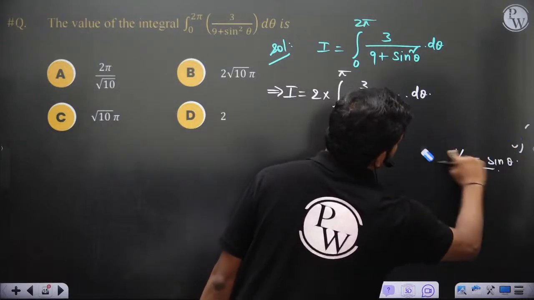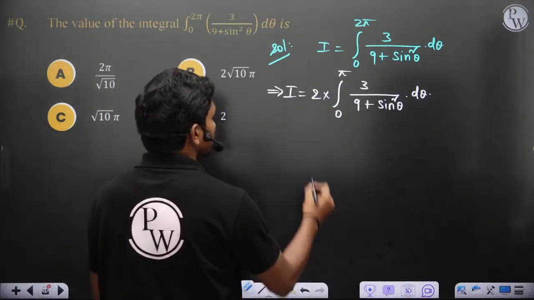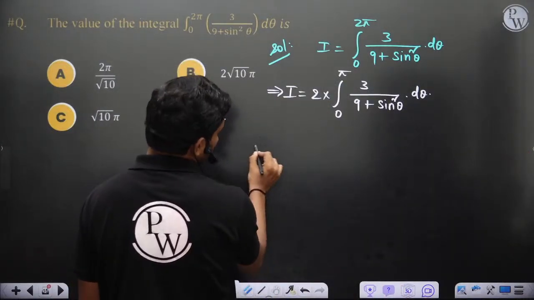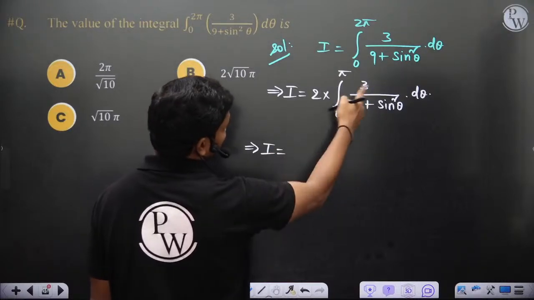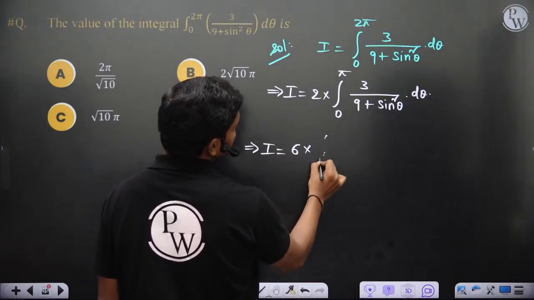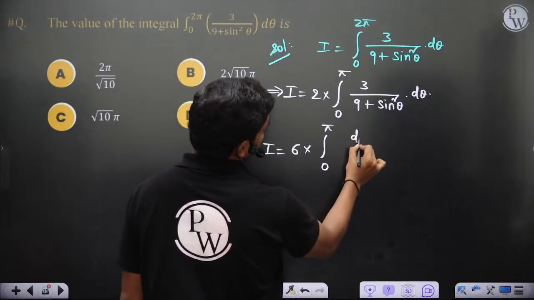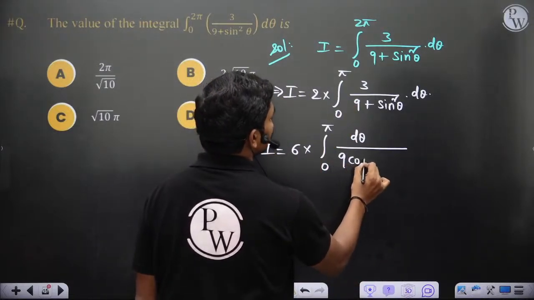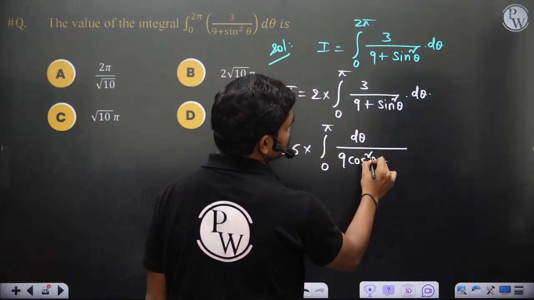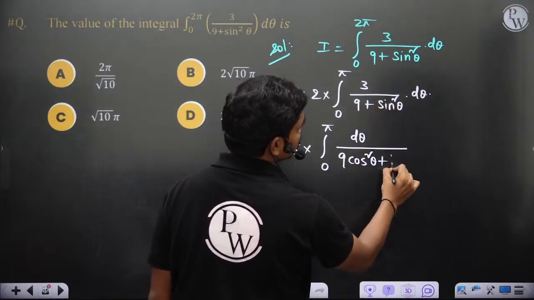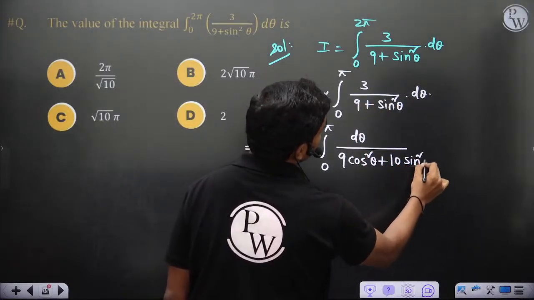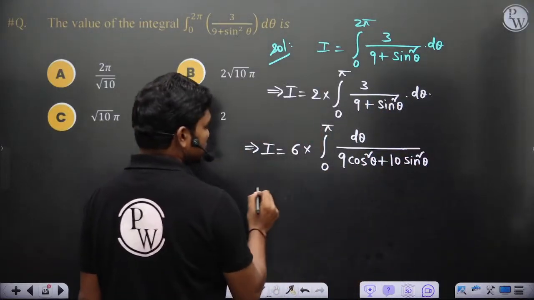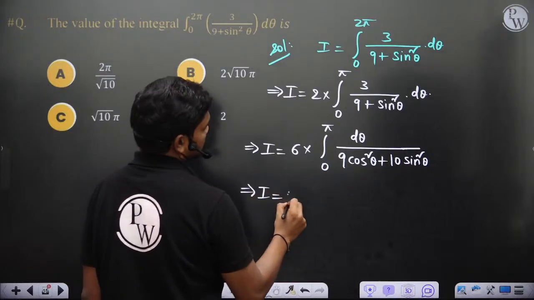Now let's see. So this is step 1. So hardly 5 seconds if you know that. Then I is equal to, I am pulling out this 3 out. So 6 into integral 0 to pi d theta upon, now this 9 can be written as 9 cos square theta plus 9 sin square theta, and 9 sin square theta plus sin square theta, total it is 10 sin square theta. That's it. For this I have given you the result already.